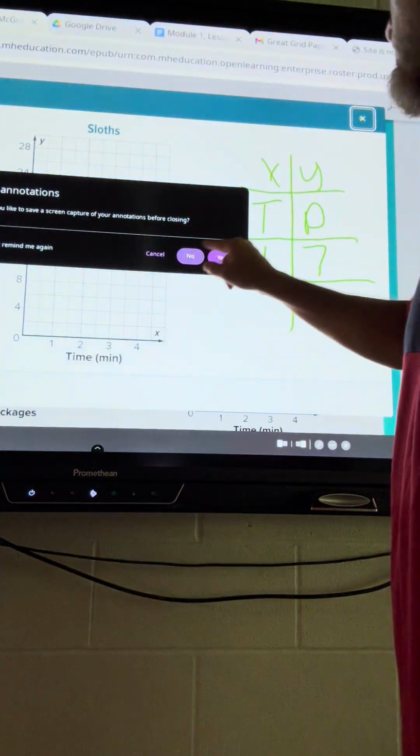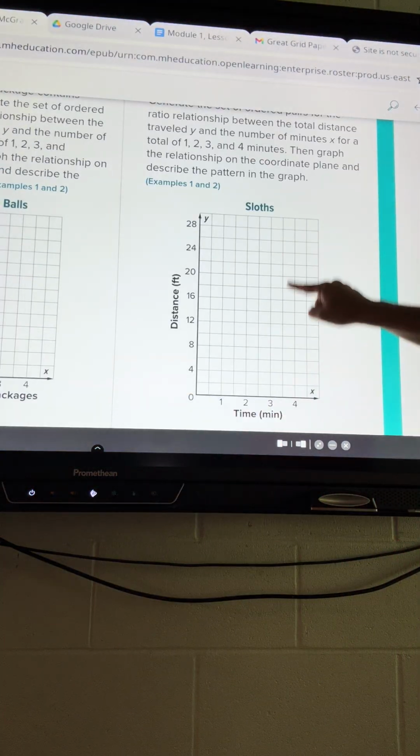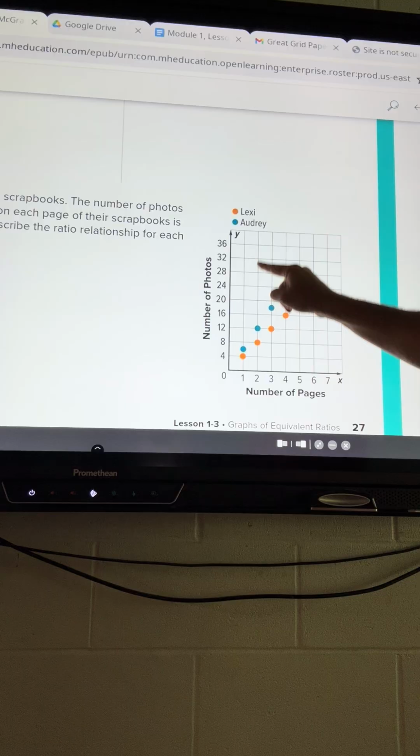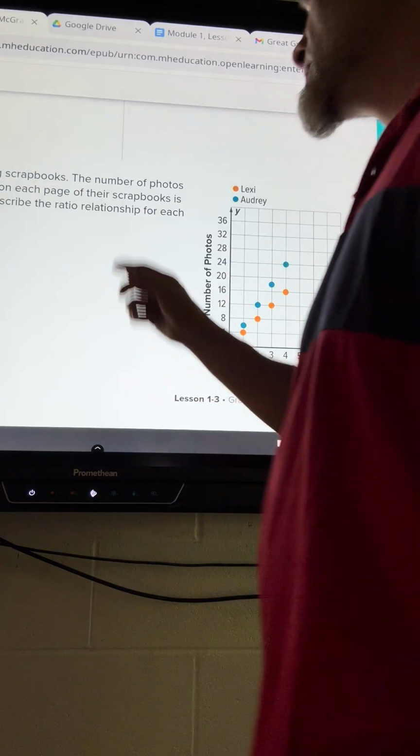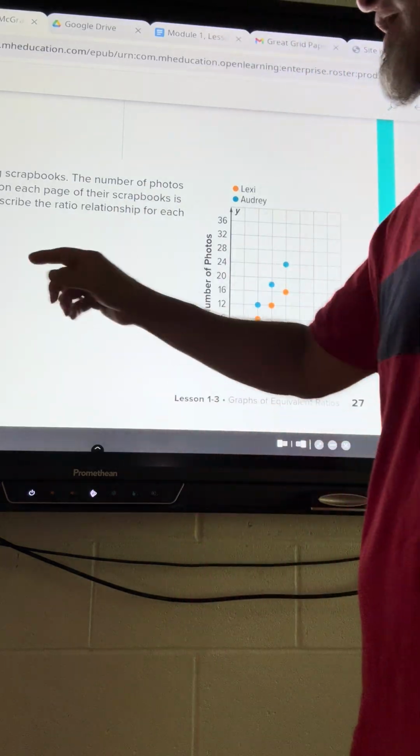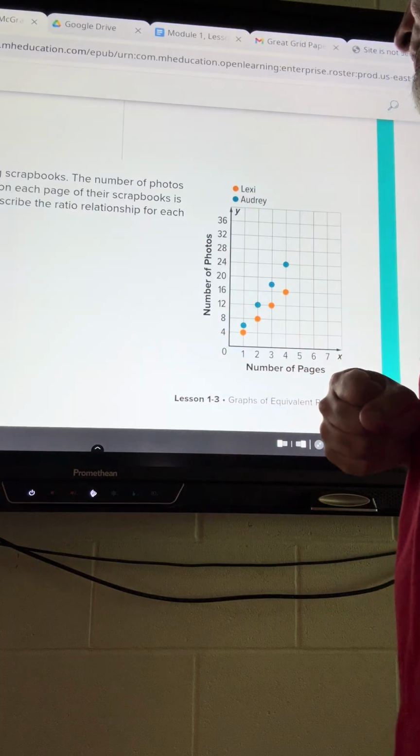Take a look at the next one. We're going to do number 3. It says 2 friends are making scrapbooks. And it says the number of photos Lexi and Audrey place on each page of their scrapbooks is shown in the graph. Describe the ratio relationship for each person.